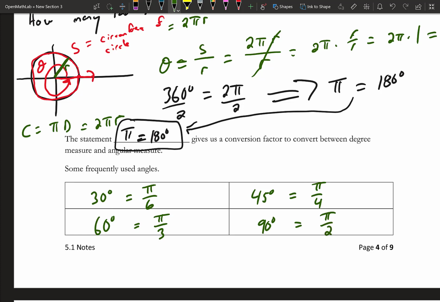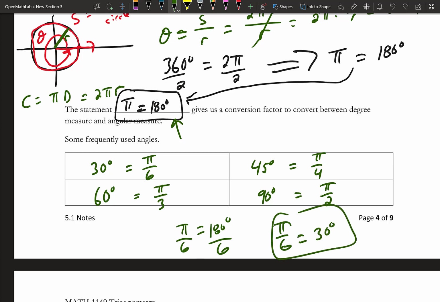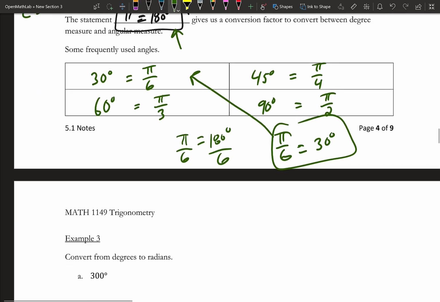And you can play around with this, using this conversion fact and show that this would be the case, right? So like, if I take pi equals 180 degrees, divide both sides by 6, then we get pi over 6 equals, and then 180 divided by 6 is 30 degrees. So you can see how I can come up with this statement, and you can replicate that for the others pretty easily.